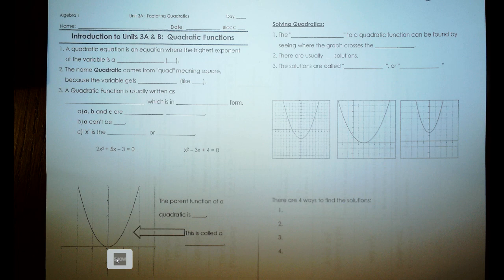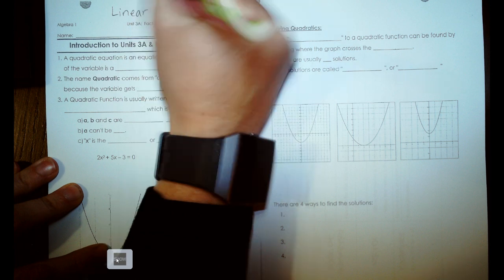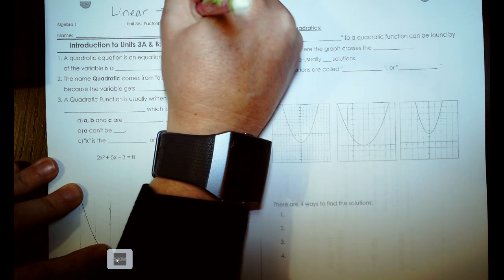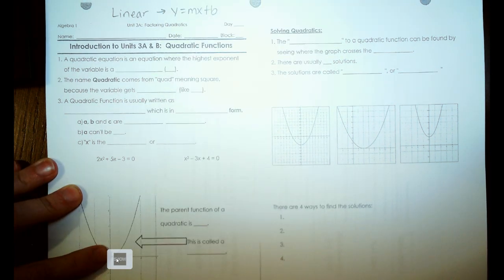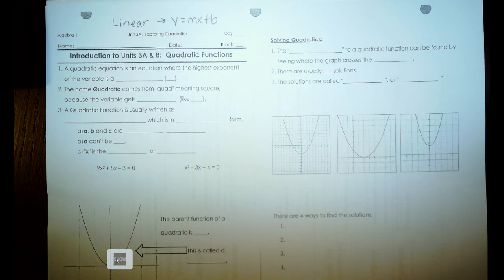All right, so this is the introduction to quadratic equations. In Unit 2, we talked about linear functions. Those were the straight lines, and their equation was y equals mx plus b. Notice how there's no exponent anywhere in that equation. For quadratics, we're going to talk about different kinds of functions, different from linear.